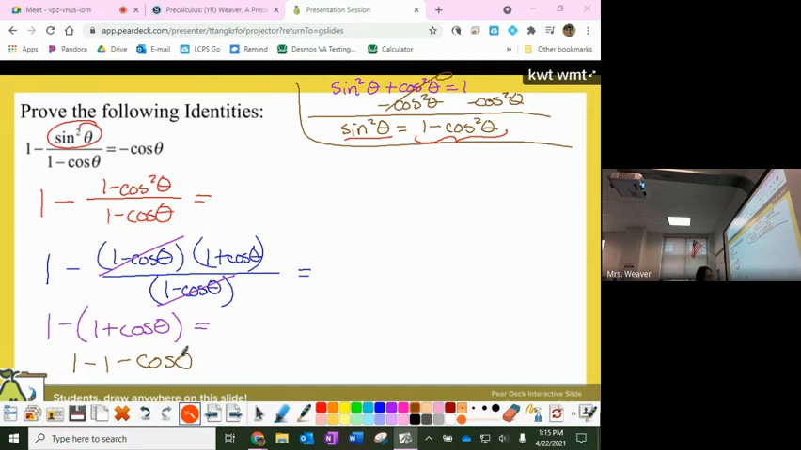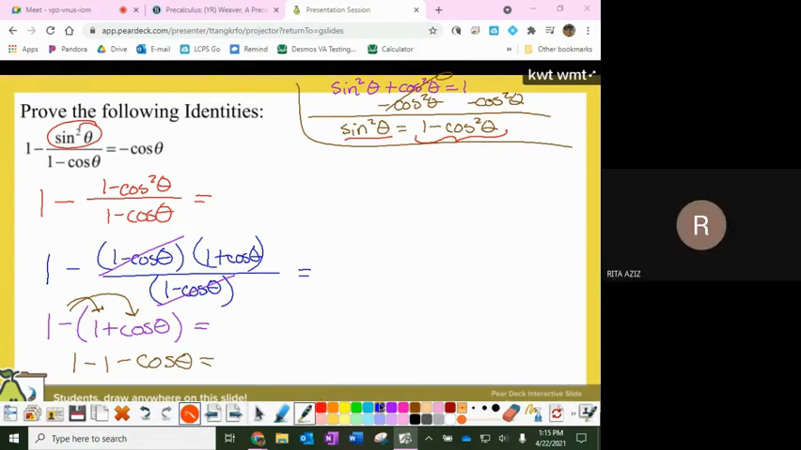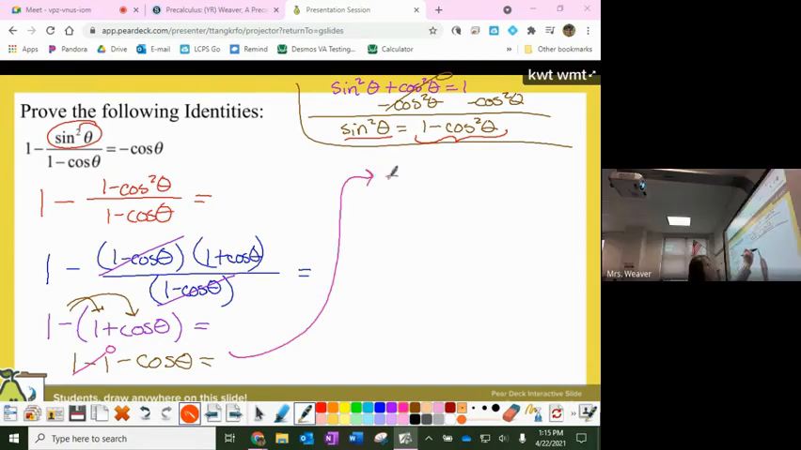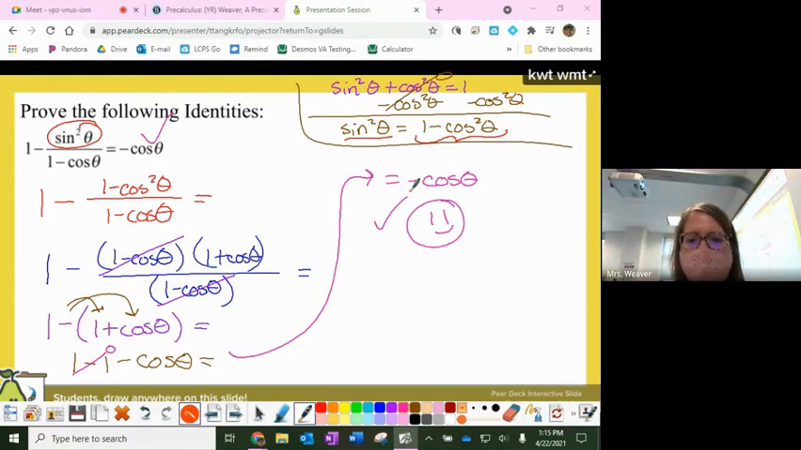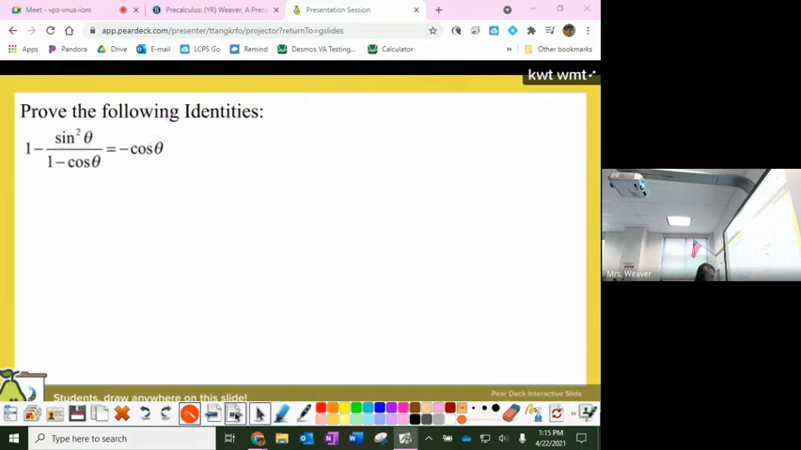Perfect, because she subtracted, each thing in the parentheses gets subtracted. Very nice. Okay, and what does that clean up to? 1 minus 1 is just 0, so it'll just be 1 minus negative cosine theta. Okay, equals negative cosine theta. Very nice. And that's what we wanted. She did it. Beautifully done, Rita. Any questions for her on that? Excelente. Okay, let's try the next problem.